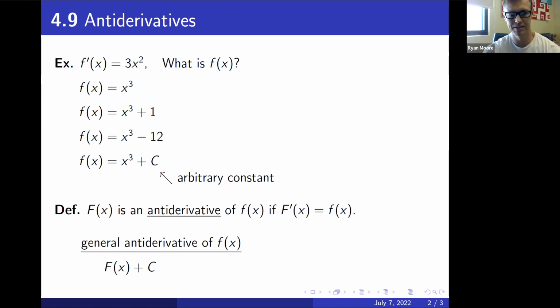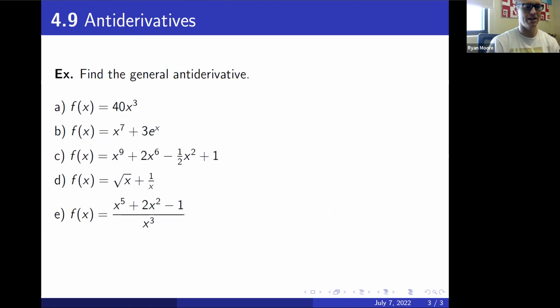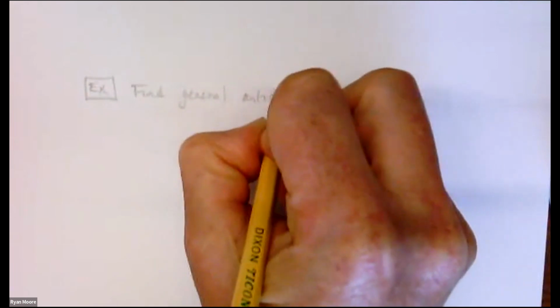Okay, let's practice this. Got a bunch of examples right here, 5 of them. Finding the general antiderivative. We'll do mostly polynomials, but you notice we're going to throw in e to the x, and we've got that big fraction there in part E. Okay, let me switch over. Here we go. Example, find the general antiderivative.